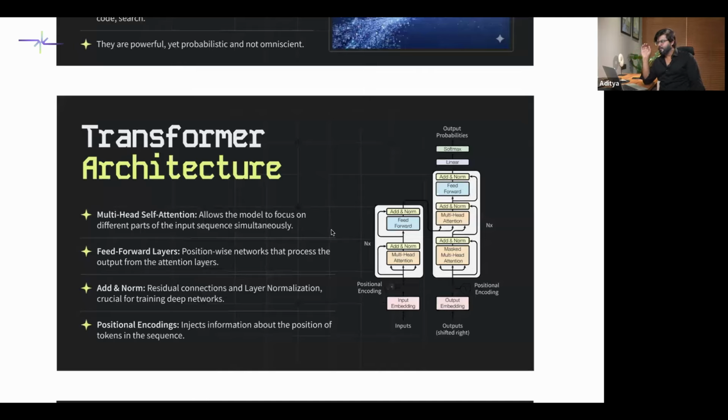Are you able to understand? Remember this: it lets each word pay attention to other words and does it in multiple ways. Okay, now let's jump towards the next topic.